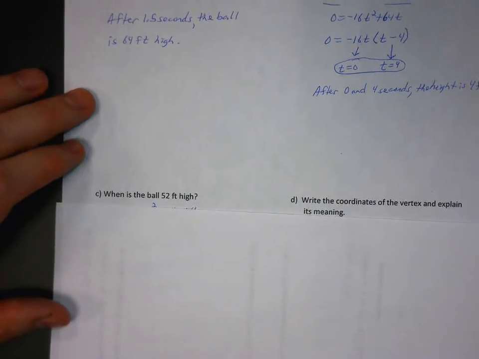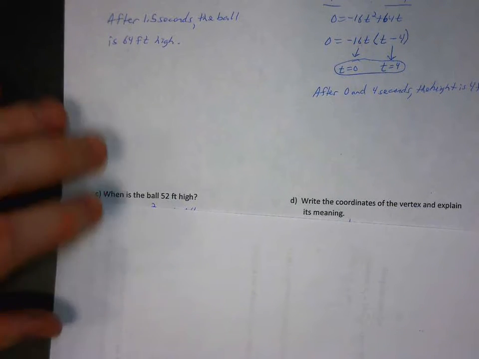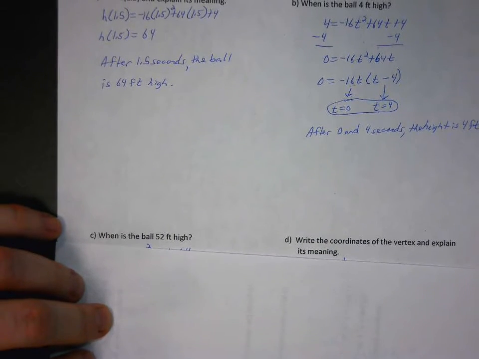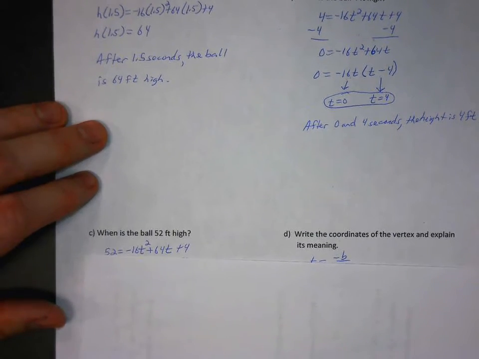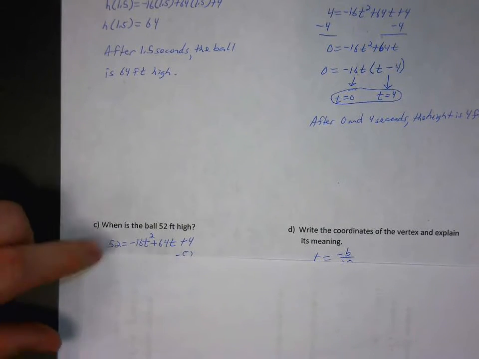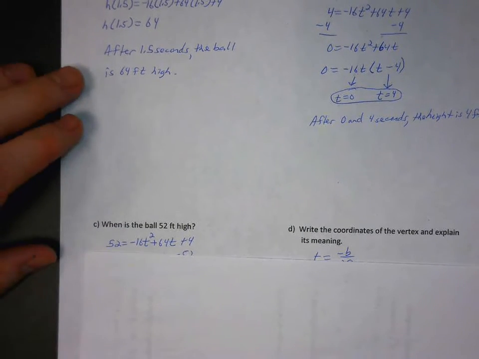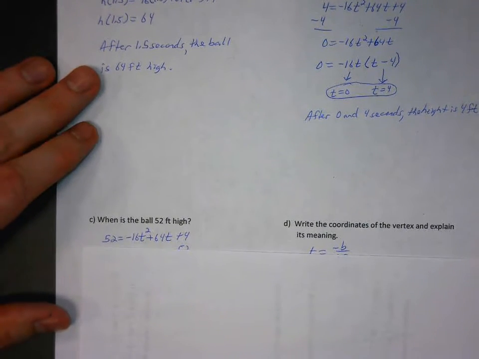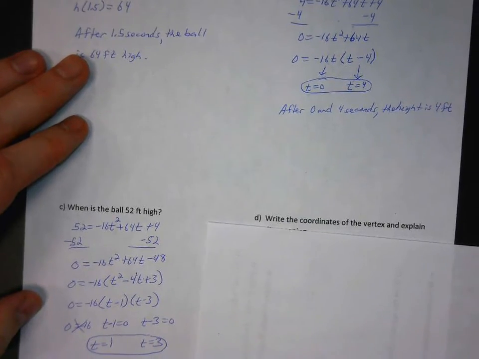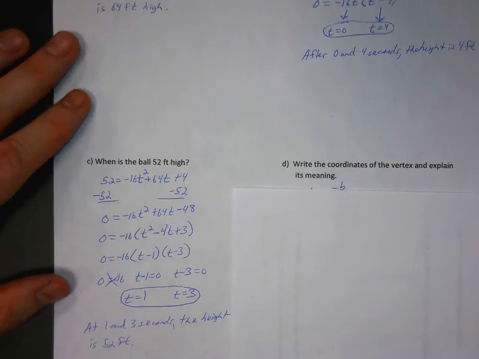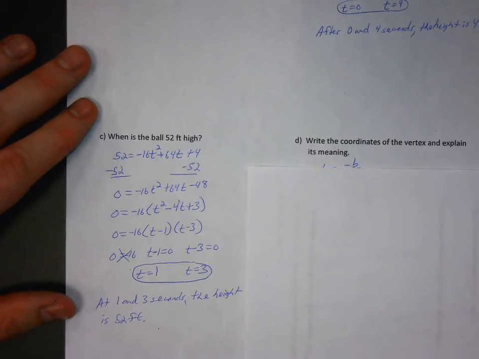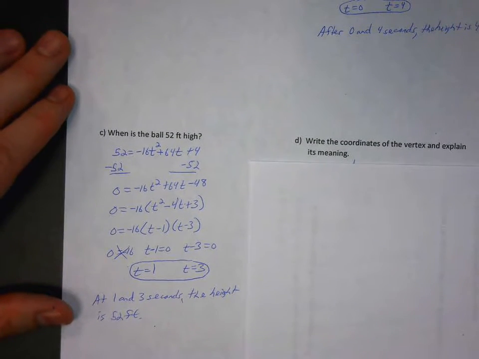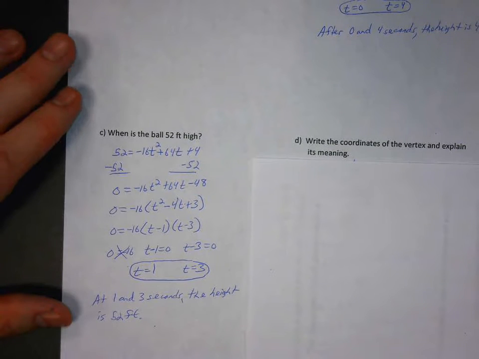Okay, then moving on to part C, when is the ball 52 feet high? That's very similar to part B. Other than 4 feet high, we have 52 feet high. So you solve the equation 52 equals -16t squared plus 64t plus 4. And then you go through and solve that. Again, pause the video if you need to. That gives you 1 and 3 for your solutions. So we have 1 and 3 seconds, the height of the ball is 52 feet.